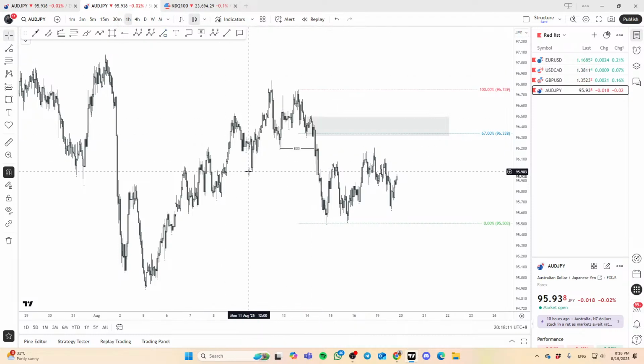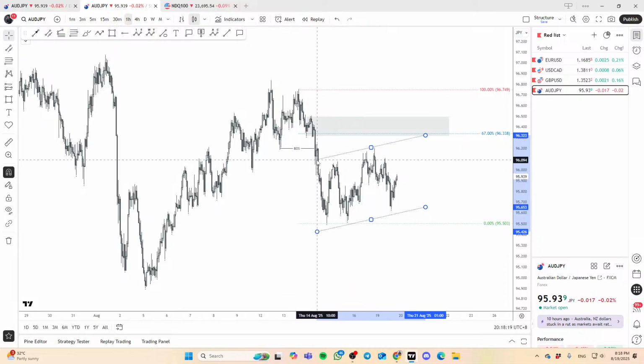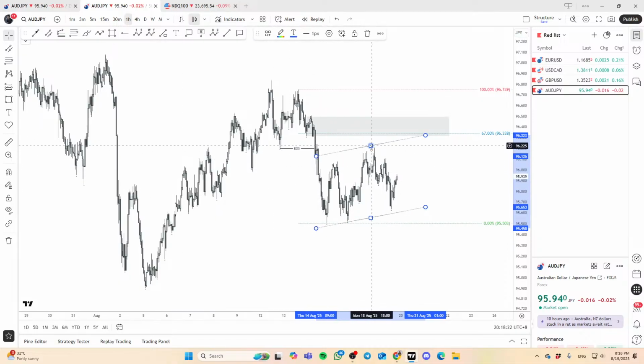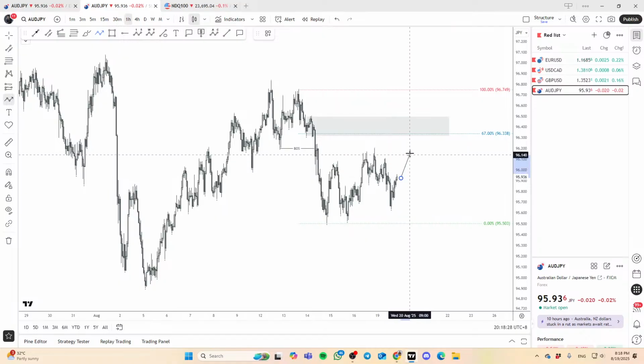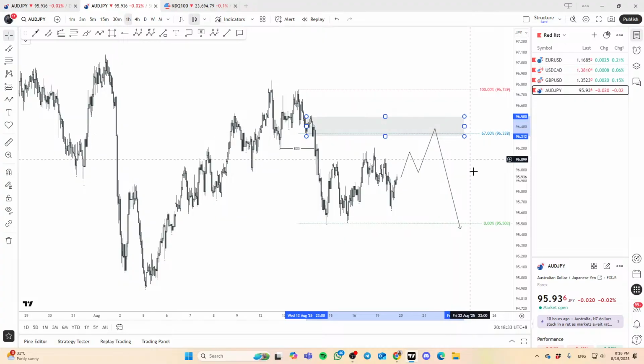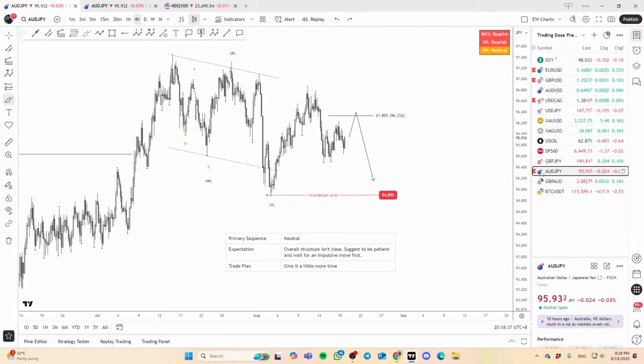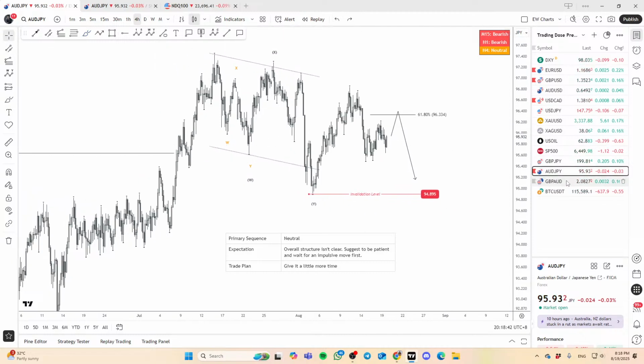We also have that low gets taken out. And so far, this pullback seems pretty corrective in nature, right? So overall, kind of liking this setup here. So definitely something to keep an eye on going into the later part of this week, right? On AUD/JPY. Cool. Yeah, so that's something that you can look out for as a new addition into the watch list.